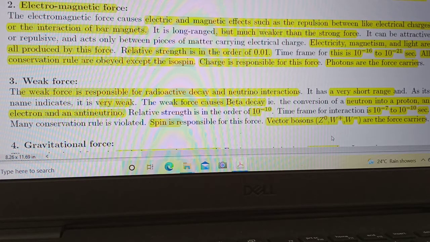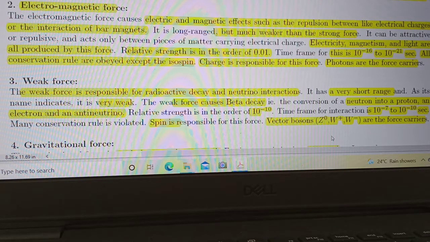The relative strength is of the order of 10 raised to minus 10. The time frame for interaction is 10 raised to minus 7 to 10 raised to minus 10 seconds. Many conservation rules are violated. Spin is responsible for this force. Vector bosons are the force carriers: Z0, W plus and W minus.